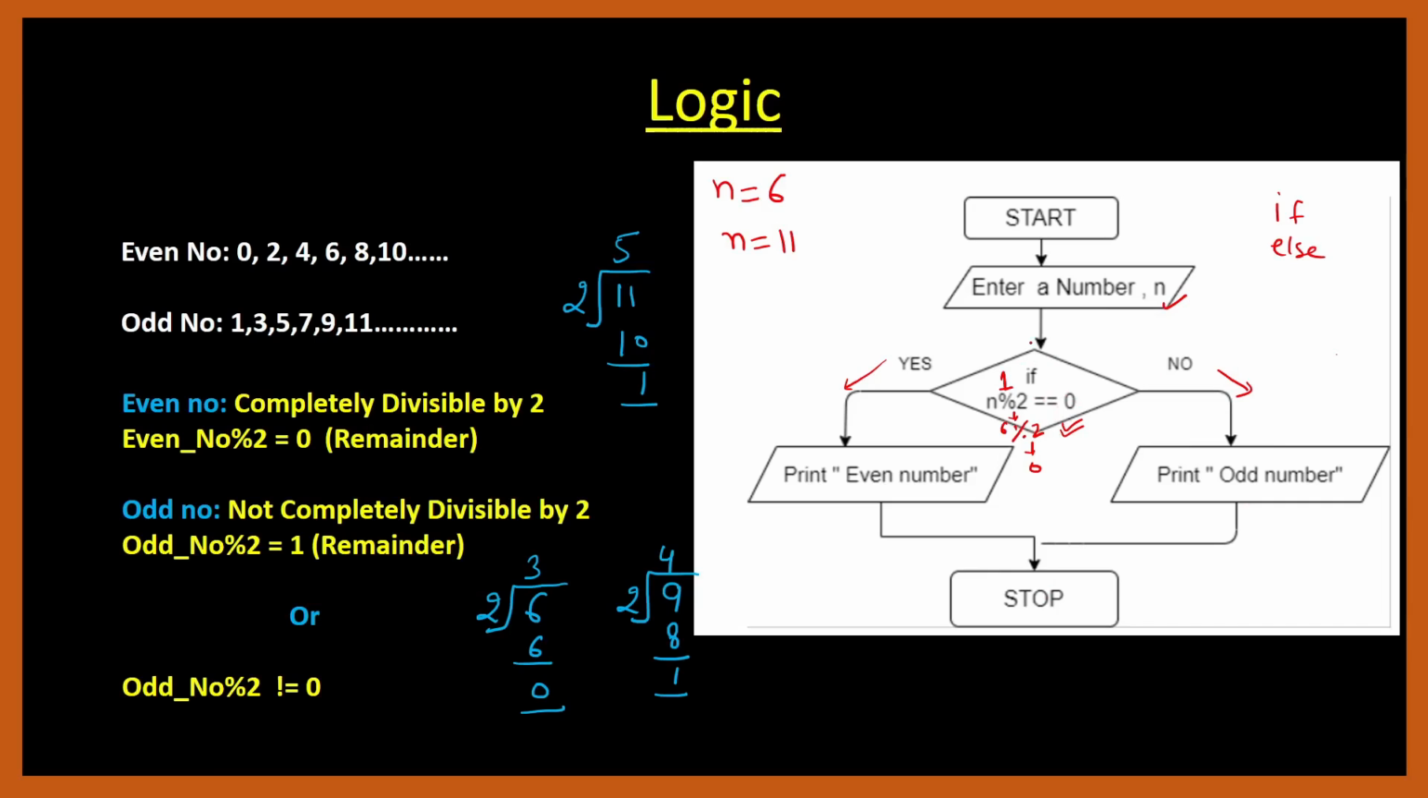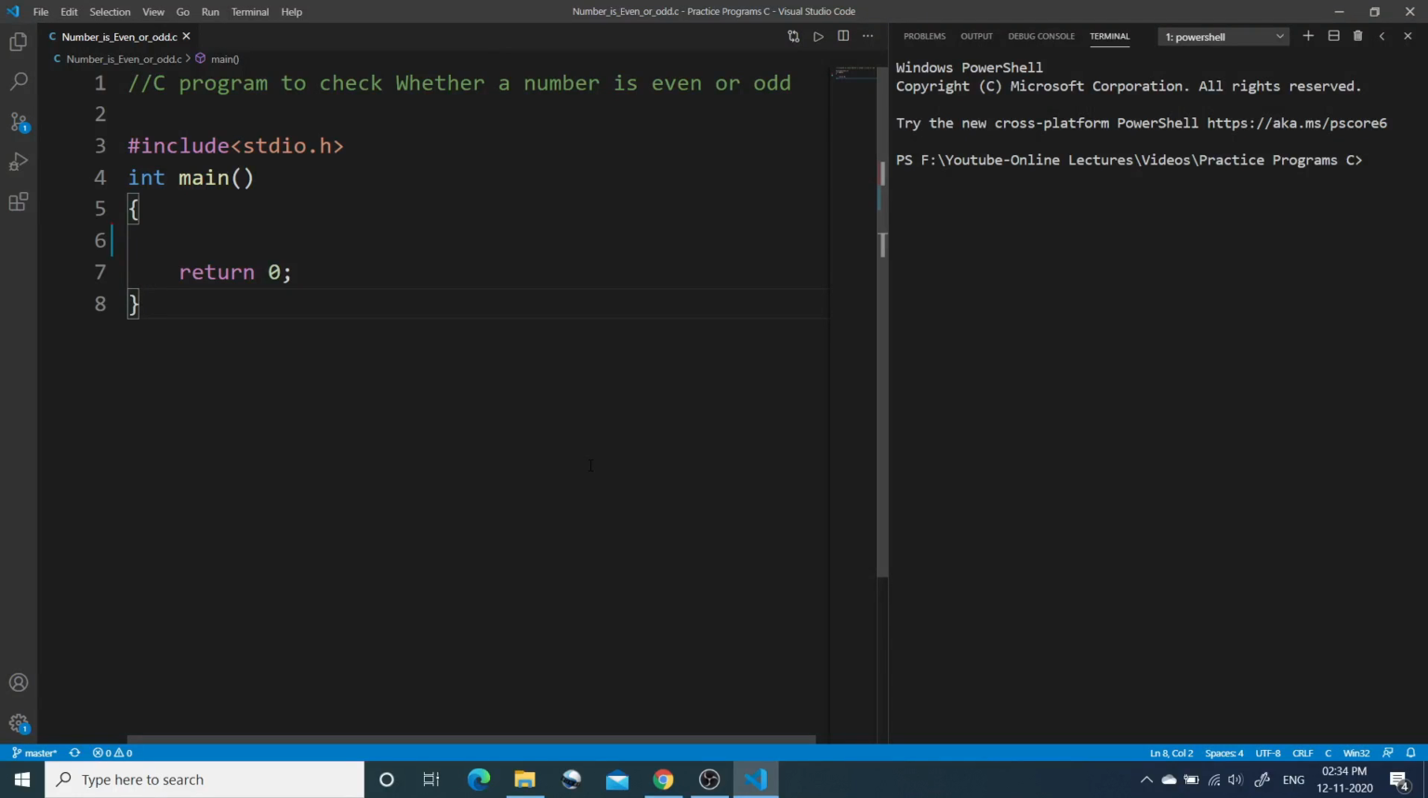Now let's see how I will write the C program for this question. Here I have written the basic structure of the C program. I have included the header file stdio.h, that is the standard input output header file, because I want to use scanf and printf in my C program. Then I have written the int main. So let's see how we will write the program.